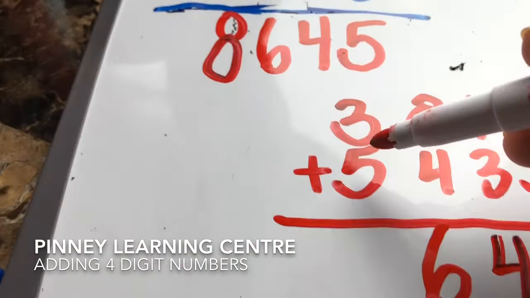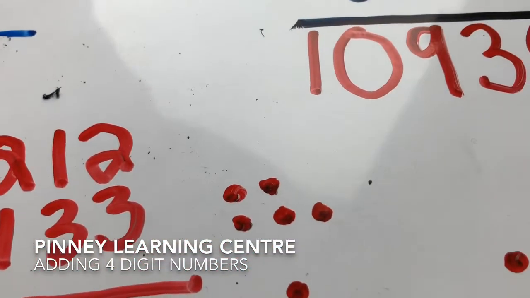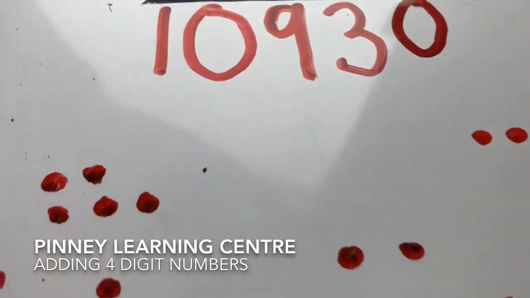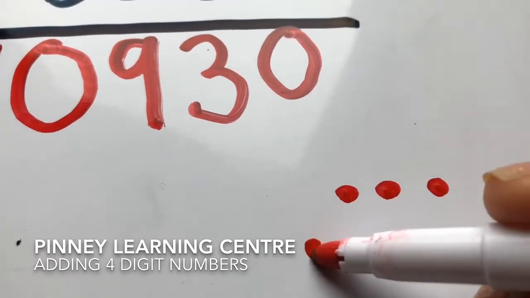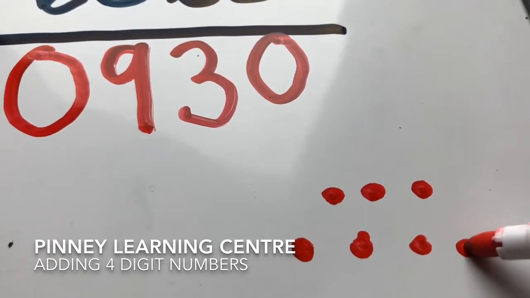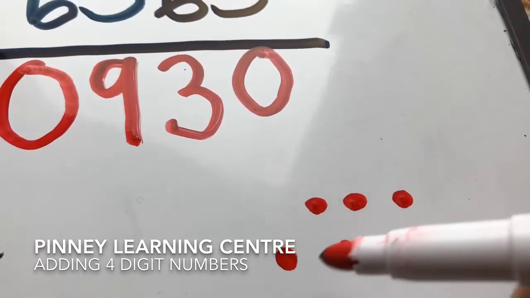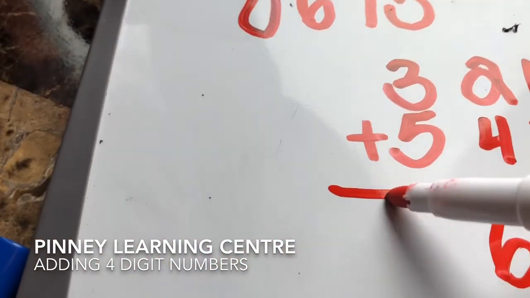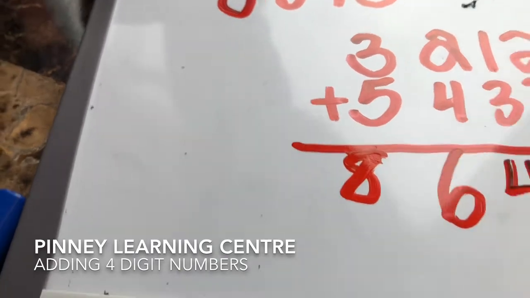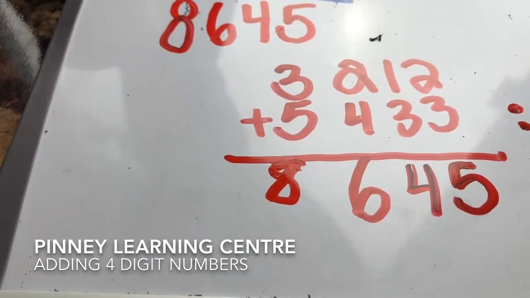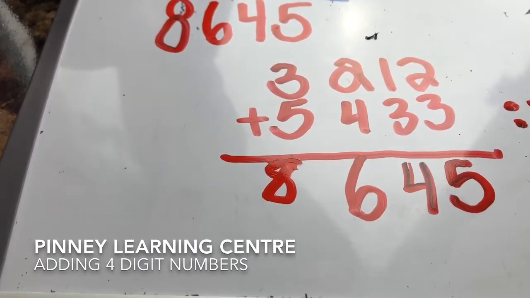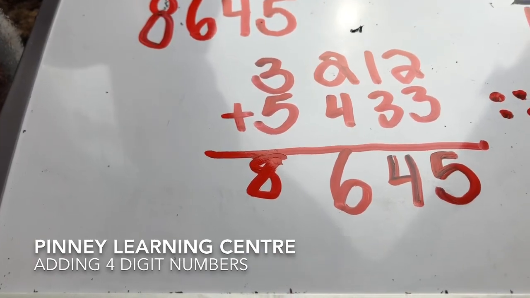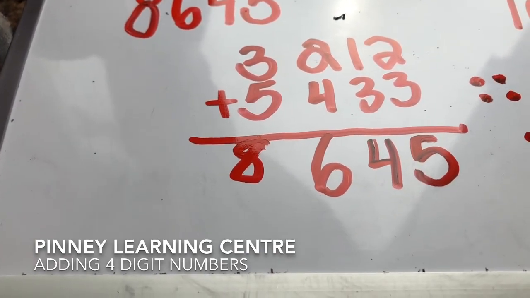And then we have 3 plus 5. So we put 1, 2, 3. And then 1, 2, 3, 4, 5. 1, 2, 3, 4, 5, 6, 7, 8. So our answer is 8 here. So 3,212 plus 5,433 is 8,645.